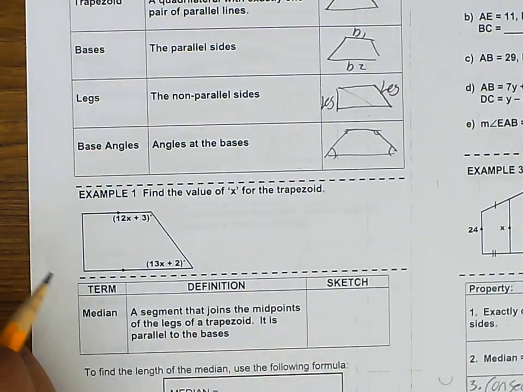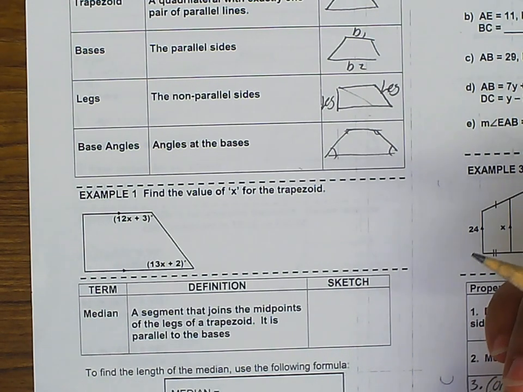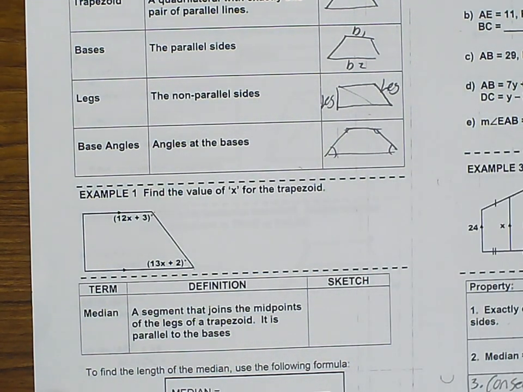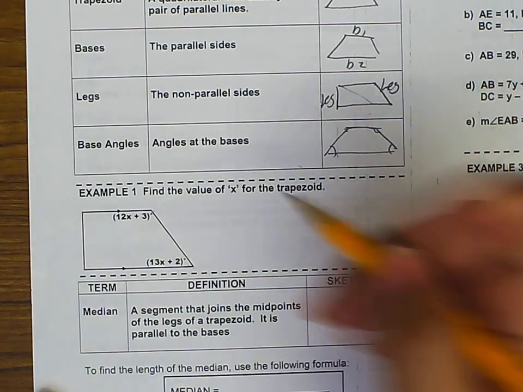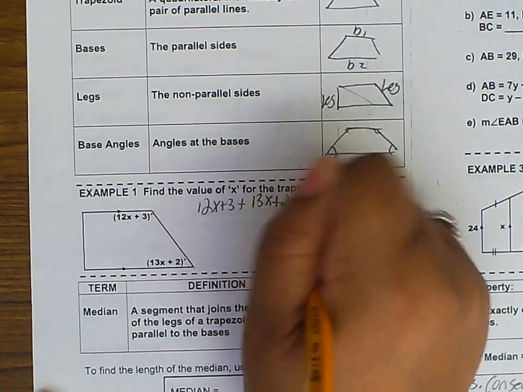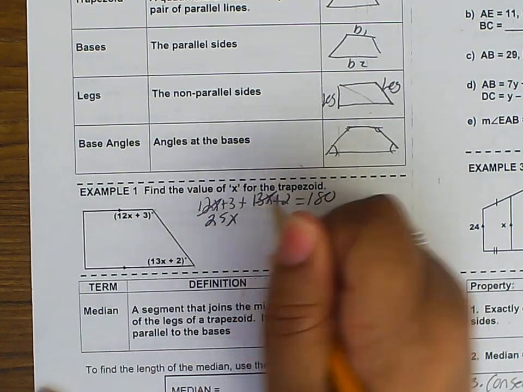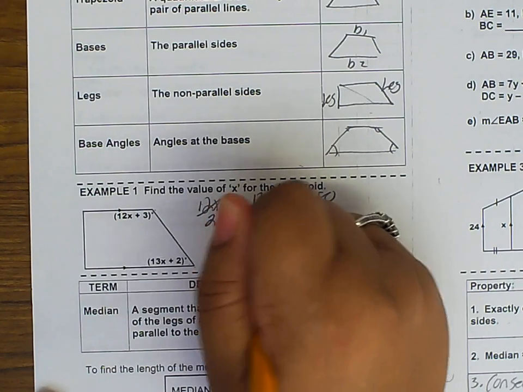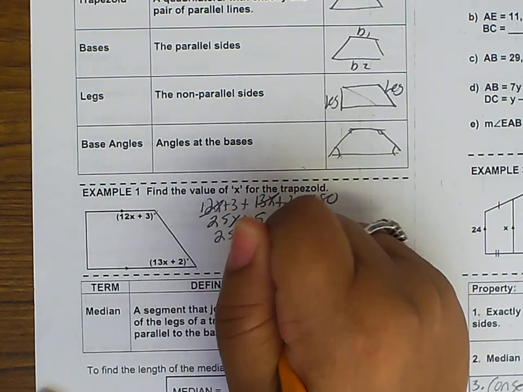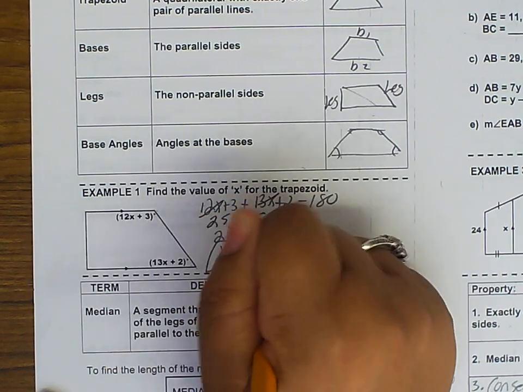So let's look at example 1. Example 1 says, find the value of x for the trapezoid. So these are my bases, and we just wrote this property, so we know that they have to equal 180. So I can add them to equal 180. We can just do 12x plus 3 plus 13x plus 2 equals 180. 12 plus 13 is 25, 3 plus 2 is 5, equals 180. Subtract 5 from both sides, so that gives me 25x equals 175. Then divide by 25 on both sides, and x turns out to be 7.